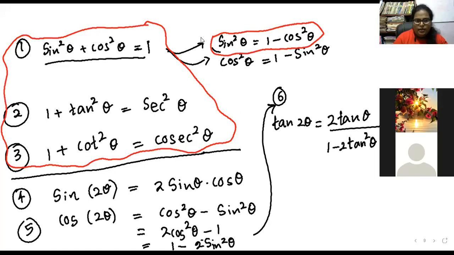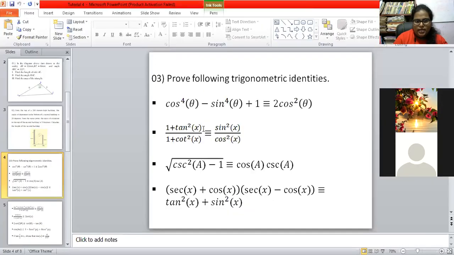So it is given like (1 plus tan square x) divided by (1 plus cot square x) is identical to sine square x divided by cos square x. Right, so here you can see your left hand side is given in terms of tan and cot, and the right hand side is given in terms of sine and cos, right? So we'll see how to construct our solution for this one.